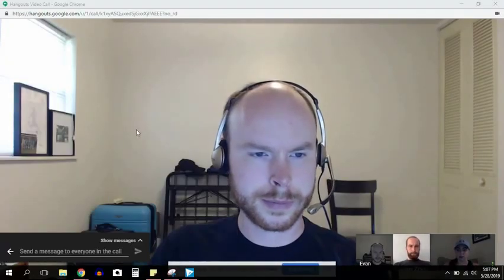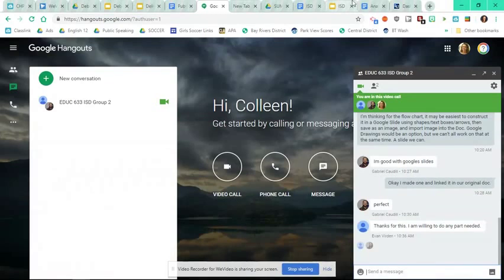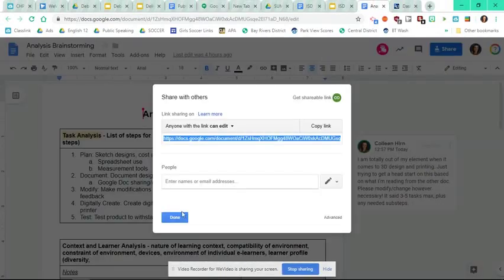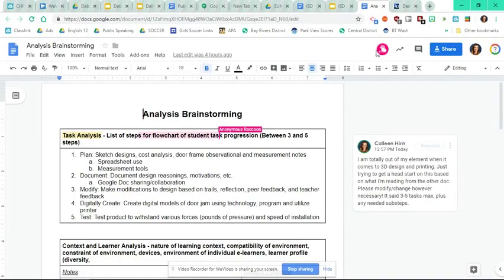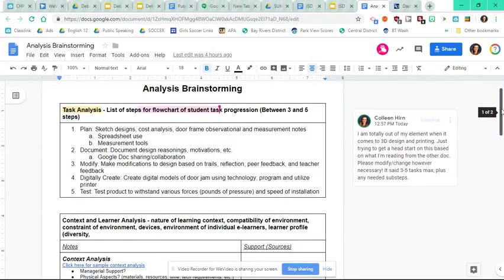So I made that earlier. It is a super rough document. Did both of you guys get that? Okay. I see. Okay. So I guess for the task analysis, we have to pick 3 to 5 steps that are essentially tasks that will get them to achieve the goal.